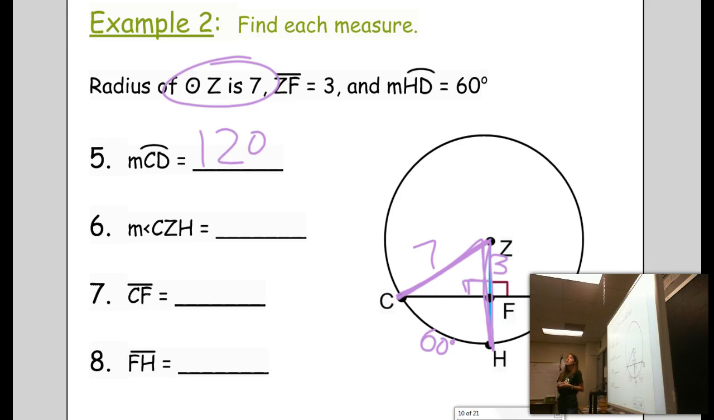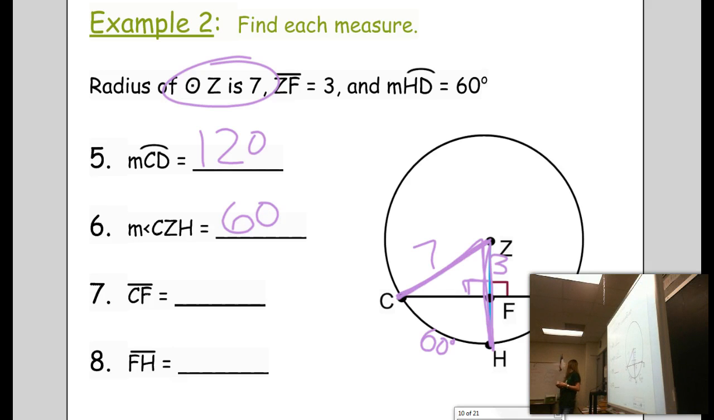How much is that angle? So we learned on day 1 that a central angle equals its arc. What arc is it opening up to, that purple angle? Yes, and how much is it? So that angle is 60. Very nice.